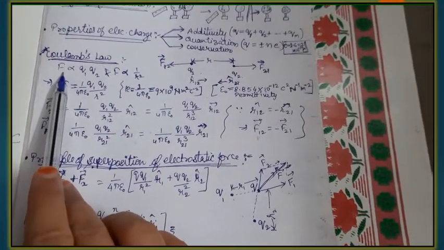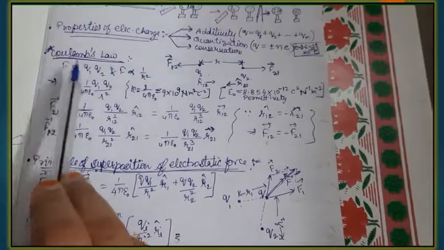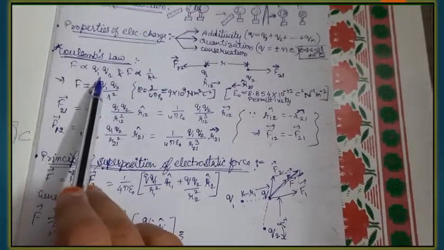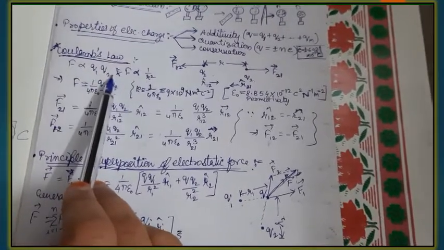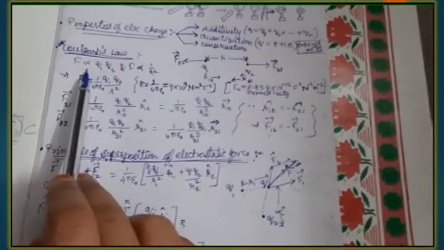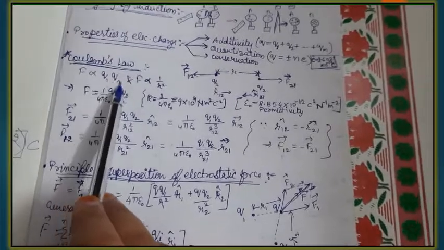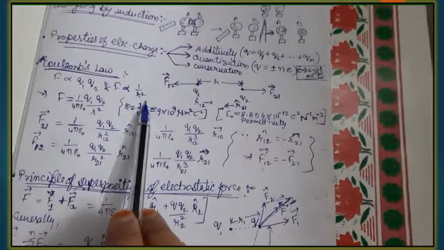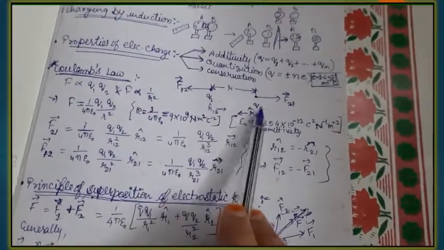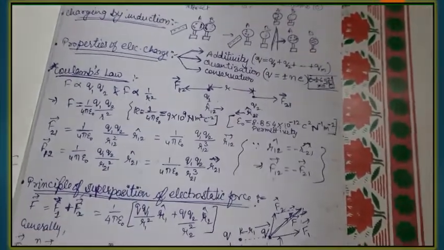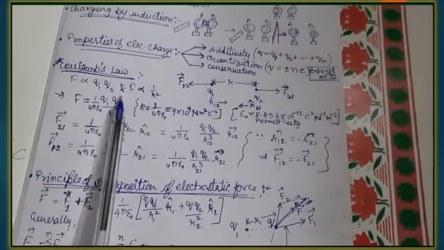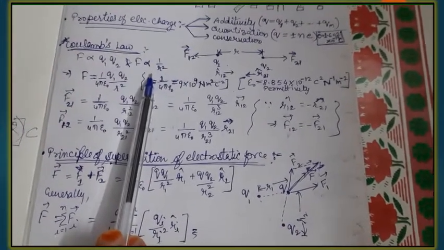electrostatic force acting between the two charges is directly proportional to the product of magnitude of the two charges. Product of magnitude of two charges means F, the force, is directly proportional to q1 multiplied by q2, and this force is inversely proportional to the square of distance between the two charges. That is the reason why it is known as inverse square law. So F is directly proportional to q1 q2, and F is inversely proportional to r square.